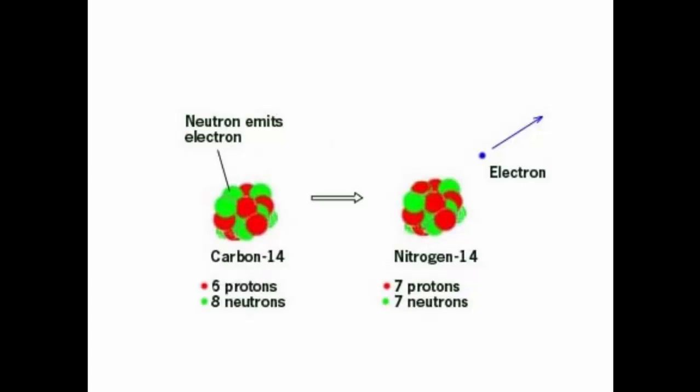So again, if we look at this, here is a carbon-14 nucleus. What kind of decay is it going through? Alpha or beta? Beta decay, because it's losing what? An electron. So originally, this carbon-14 had 6 protons, which are red, and 8 neutrons, which are green. It loses an electron, and what happens to this neutron? It becomes a proton. So now we have 7 protons and 7 neutrons.